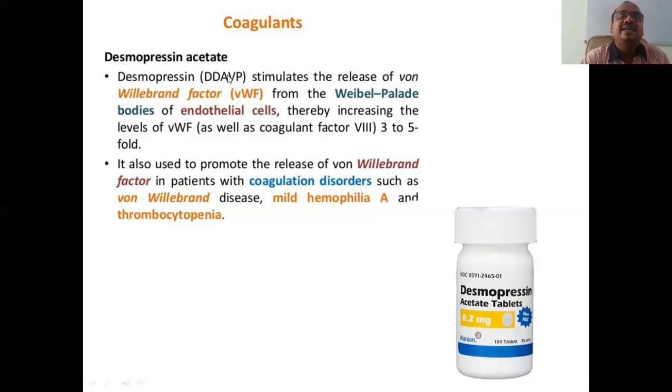Desmopressin, DDAVP, stimulates the release of von Willebrand factor. Keep in your mind this von Willebrand factor. That's it. The remaining is not much important. Only keep in your mind: von Willebrand factor, desmopressin tablets 0.2 mg. It's more than enough to write in the exams.